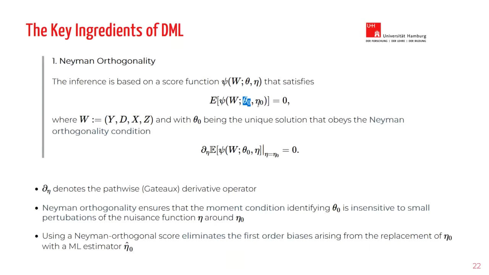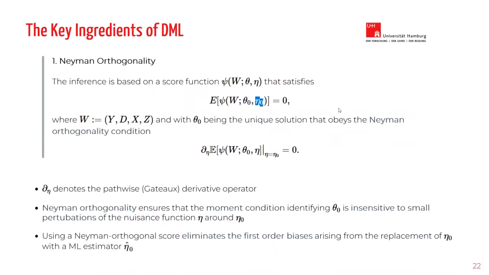The theta naught is a quantity of interest that we want to infer. This is the price elasticity of demand, or the effect of the new ad on sales, just to give you an example, or the effect of a vaccination. And eta naught is a so-called nuisance part, or nuisance function, or nuisance component. You can imagine this as the part of the model that is estimated by using machine learning.